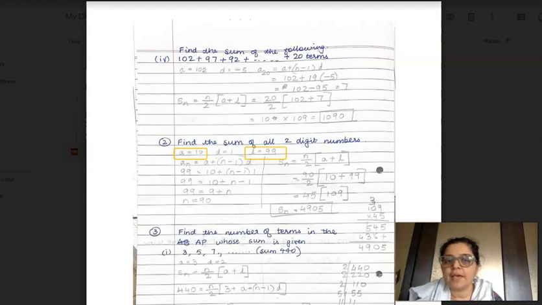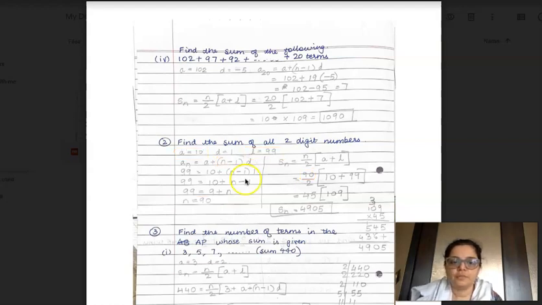Now I know that my last one is 99. I need to find my n for 99. So I use this formula and I find my n for that 99. So 99 is actually my 90th term. Now I use that 90 where? In the sum of n formula, this is where I'm going to use it. And I find my sum of n.